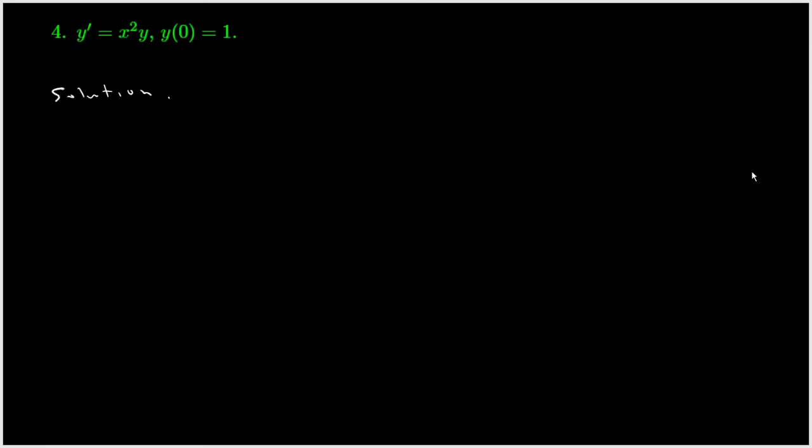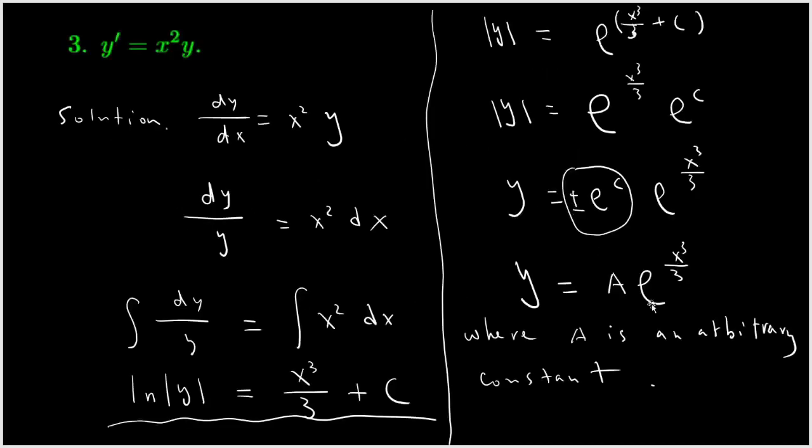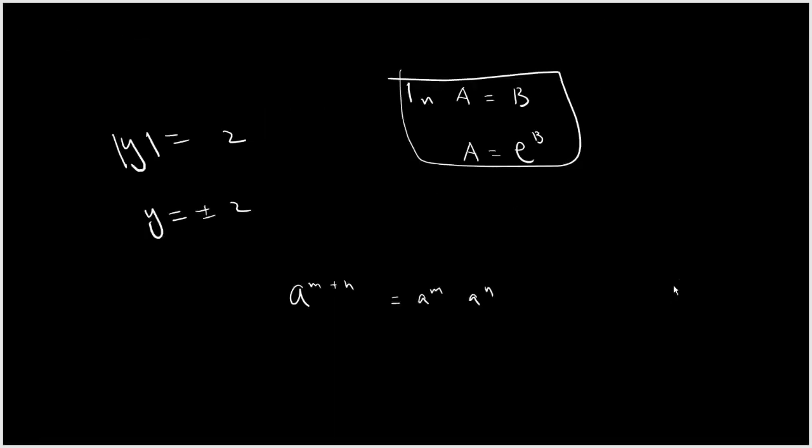Now the solution. From question 3, we have seen the general solution to the ODE is y equals a times e to the power of x cubed over 3, is that right? We have been using the same function many times. I think that's what we got.